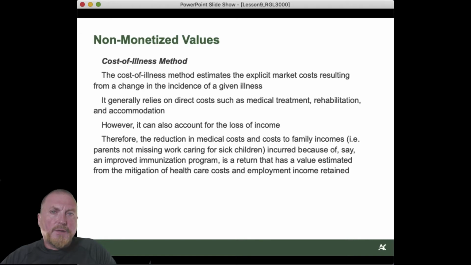Another one in this category is the cost of illness method. Remember I described to you the method I used for pesticide control in sub-Saharan Africa. That was a cost of illness method. That looked at the costs and benefits of enhanced pesticide management in sub-Saharan Africa. But that doesn't have a price. We can't say, improved pesticide management in sub-Saharan Africa, the price tag at the store is this. Obviously, there's no such thing. So we have to attribute some kind of value through surrogate measures.